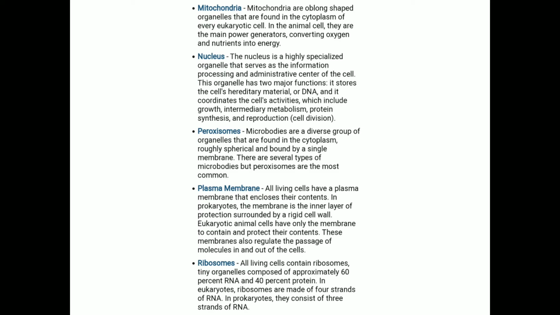What is respiration? It means oxidation of food substances and releasing some amount of energy in the form of ATP. So here, production of energy in the form of ATP. That is why mitochondria are generally considered the powerhouses of the cell. Mitochondria are wing-shaped organelles found in the cytoplasm of every eukaryotic cell. In the animal cell, they are the main power generators, converting oxygen and nutrients into energy.